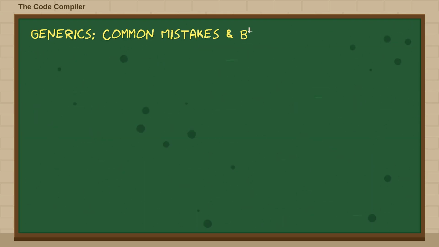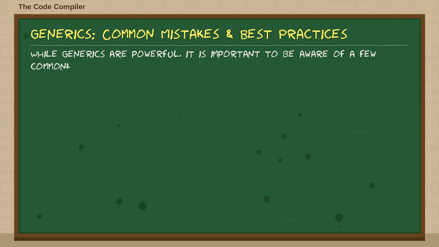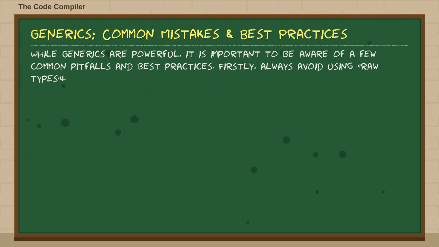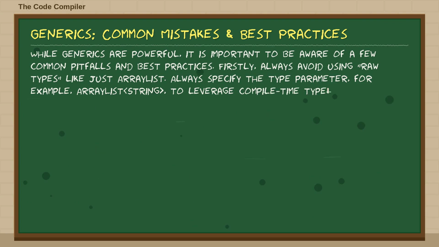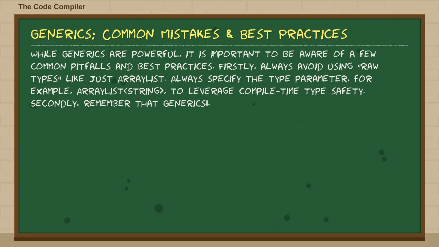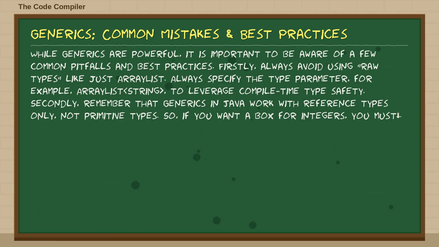While generics are powerful, it is important to be aware of a few common pitfalls and best practices. Firstly, always avoid using raw types like just ArrayList. Always specify the type parameter, for example, ArrayList<String>, to leverage compile-time type safety. Secondly, remember that generics in Java work with reference types only, not primitive types. So, if you want a box for integers, you must use the wrapper class Integer, not int.